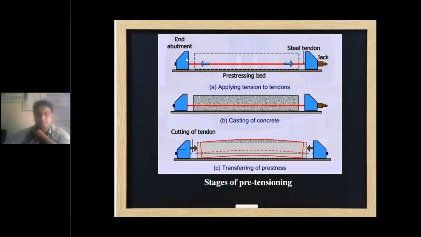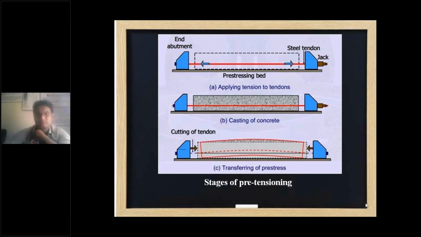Okay, these are called abutments. This is our end abutments. So when you cut the strand, the rod will try to compress. So it will release the forces into the concrete, where the concrete will get squeezed and become a hogged member, right? So these are the stages of pre-tensioning, right?